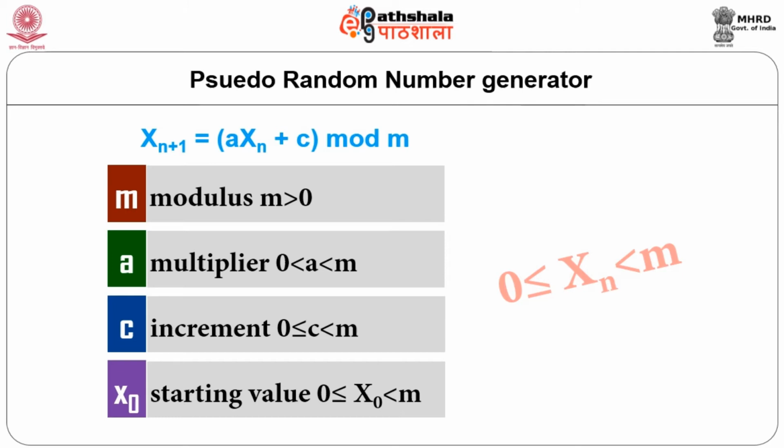c is the increment that we want to follow: 0 <= c < m. x0 is the starting value. We will call it the seed. That seed is always in the range of 0 inclusive and less than m. So you can feed the seed as 0, but it should not be equal to m. This equation would generate any value in the range of 0 inclusive and less than m. So 0 <= xn < m.